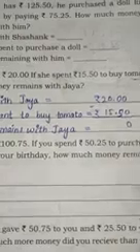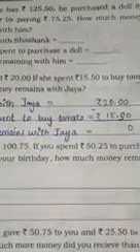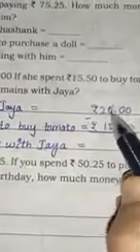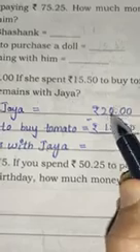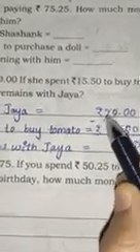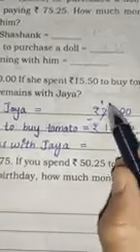0 minus 5. Can we subtract 5 from 0? No. What do we have to do? Yes, we have to borrow 1 from the next place, meaning from the rupees. And this is also 0, so it can't give us anything. So we have to move to the next place. So this one will become 1 and it will give to this place, and this will become 10.